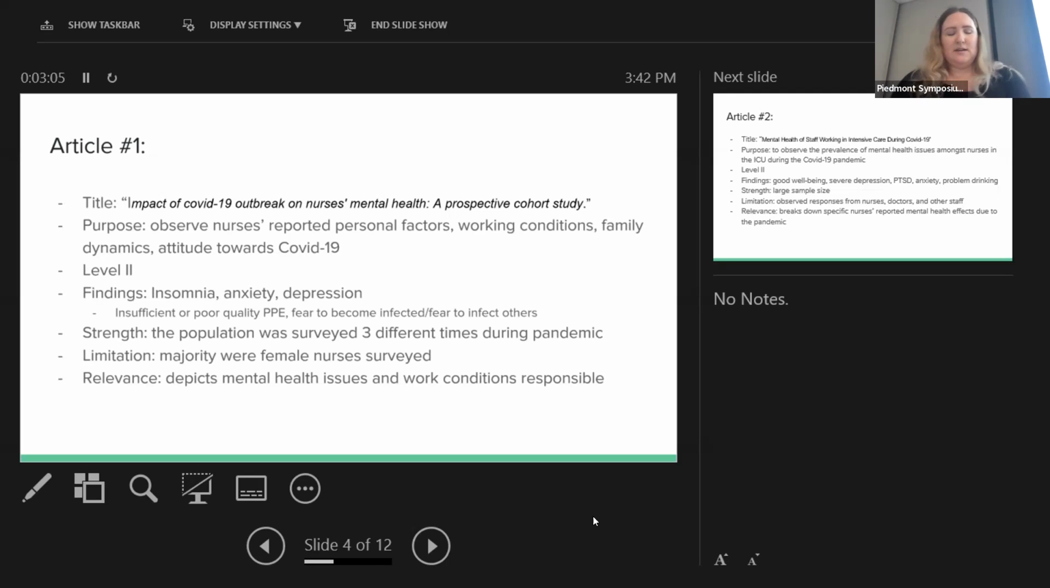The strength of this article was that the sample was surveyed 3 different times to get an average statistical value. But the weakness was that 80% of the sample was female. But this is relevant to my PICO because it shows that nurses were reporting developing these mental health issues due to the pandemic and these specific contributing factors.